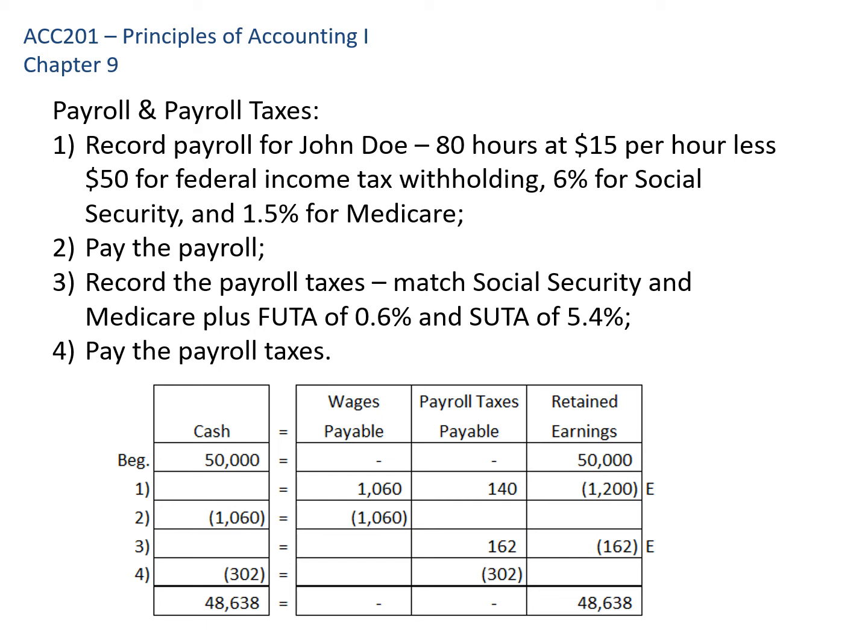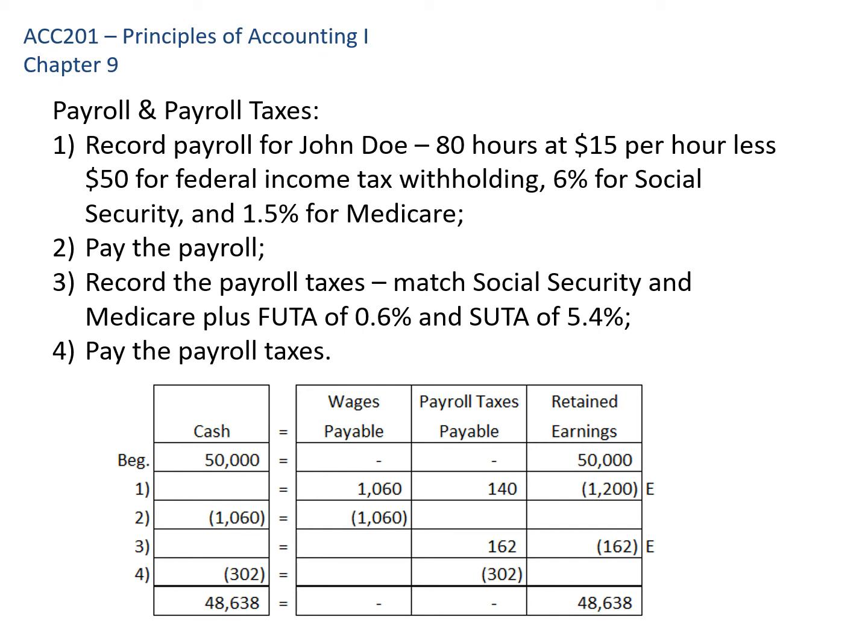No, excuse me. We would record wage expense, so we would pull down retained earnings by 80 hours times $15 per hour. That's $1,200. We would record payroll taxes that we owe. So that's the $50 plus 6% of $1,200 plus 1.5% of $1,200. That's $140 needs to be taken out of that employee's paycheck and sent to the federal government. So the wages payable, the amount that we actually owe the employee, the net pay, is $1,060. So then on transaction 2, where we pay the payroll, we're reducing cash by $1,060 and reducing wages payable. We're paying off that liability.